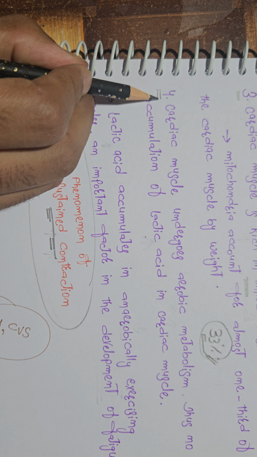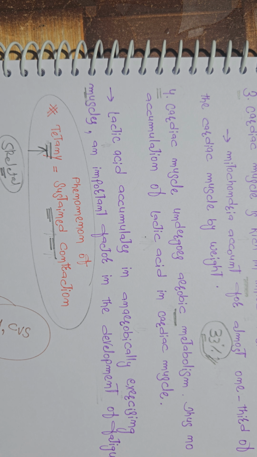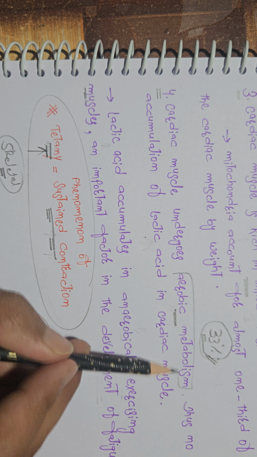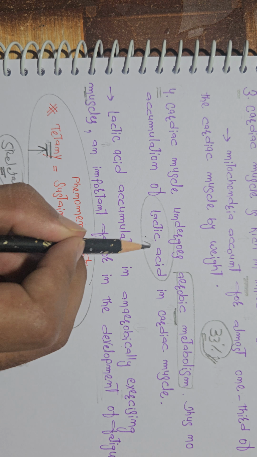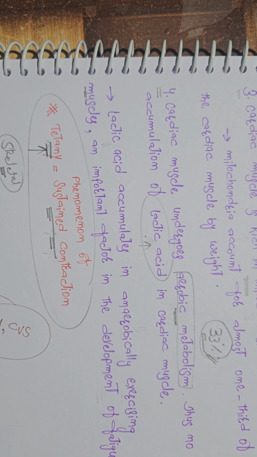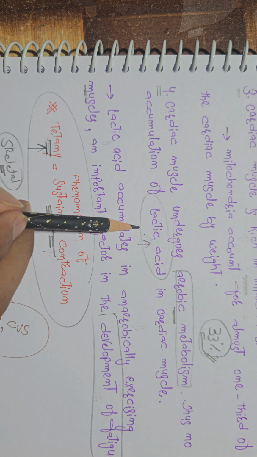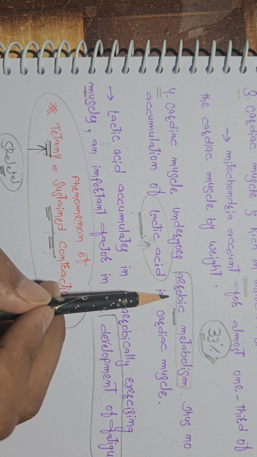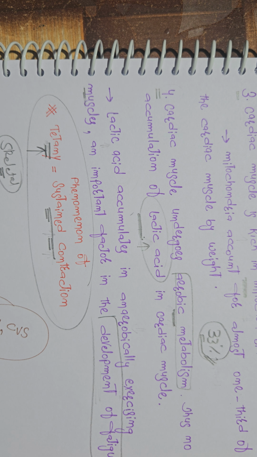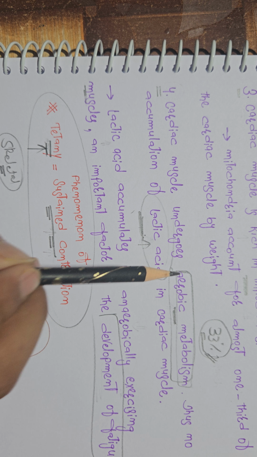And reason number four and the last, cardiac muscle undergoes aerobic metabolism. Due to this aerobic metabolism, there is no accumulation of lactic acid. This accumulation of lactic acid is an important factor for the development of fatigue. As lactic acid doesn't accumulate in the cardiac muscle, it does not fatigue. Why doesn't the lactic acid accumulate? Because the heart undergoes aerobic metabolism.